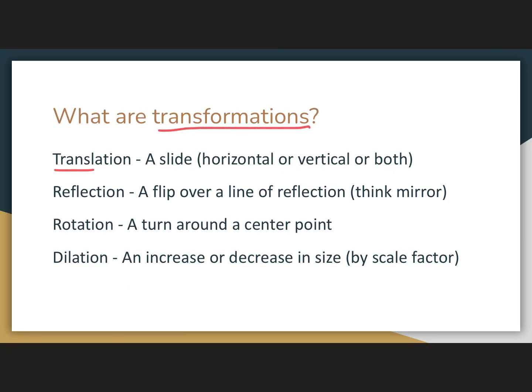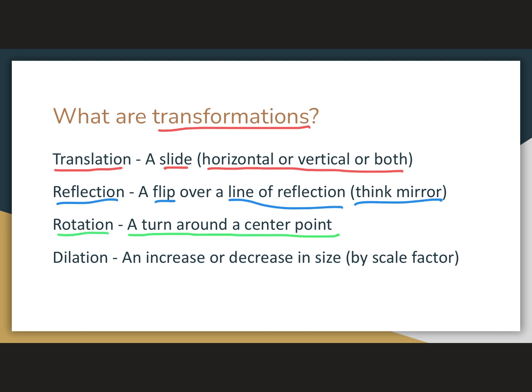So there is a translation, which is just a slide. It can be horizontal, vertical, or both. There's reflection, which is just a flip over a line of reflection. Think of a mirror. Then there is rotation, which is just a turn around a center point. And finally, there's dilation, which is just an increase or decrease in size. We use a scale factor. Think of how your eyes dilate.